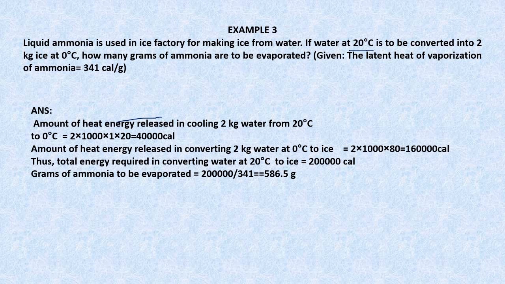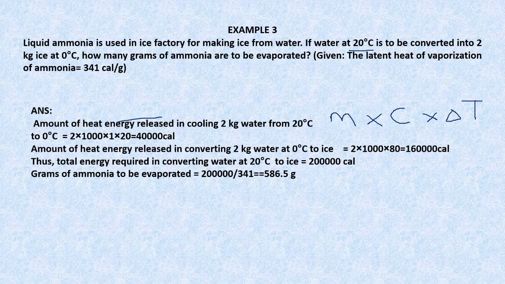Why is it 2 into 1000 into 1 into 20? We know that heat released is equal to m, that is mass, into specific heat, which is C, into change in temperature, which is delta T. So what is the mass? Mass is 2 kg, so it will be 2 into 1000. Why 1000? Because I have converted kg to grams. 1 is the specific heat of water and 20 is the temperature of water at that point. So it will be 40,000 calories.